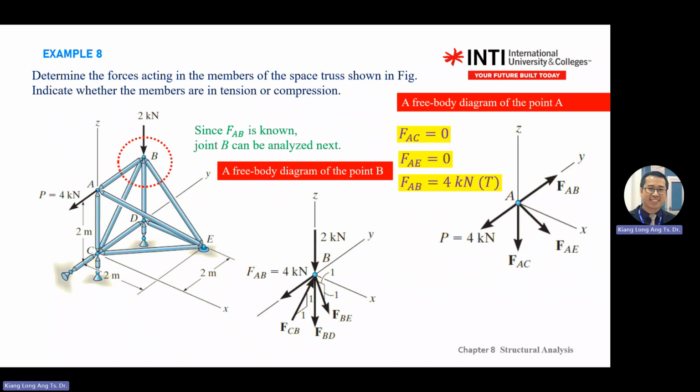Same with this one. Same with BC. BC, you know this is 2. CD is 2. DB is 2. No issue if you write 2, 2. Okay.